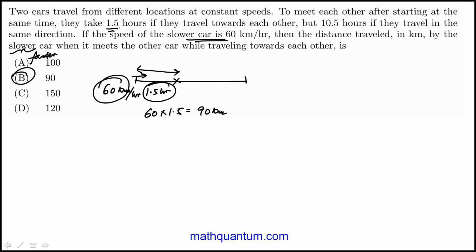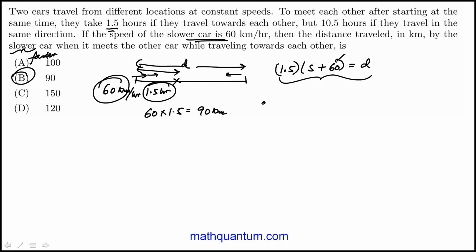So they tell us that they take 1.5 hours if they travel towards each other. So in this case, you would be combining their speeds, and let's say the speed of the faster car is s, and we already know that of the slower car, and that would be equal to the distance between them, d, when they're traveling towards each other. So that's the first setup.